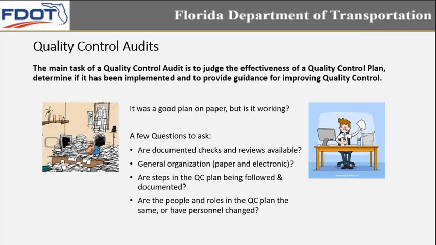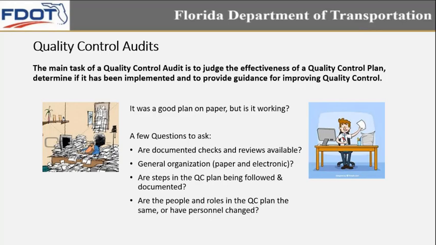Quality control audit. The main task of a quality control audit is to judge the effectiveness of the quality control plan, determine if it has been implemented, and provide guidance for improving quality control. Some quality control plans really look good on paper. They were nicely formatted and everything, but is what's happening on the left going on, or what's happening on the right? So it doesn't hurt for the department to perform quality control audits on consultants once in a while.